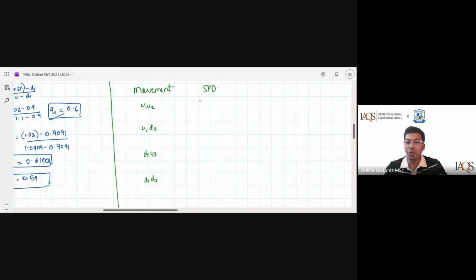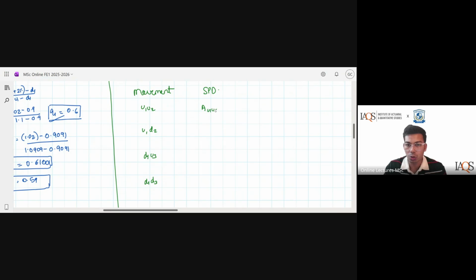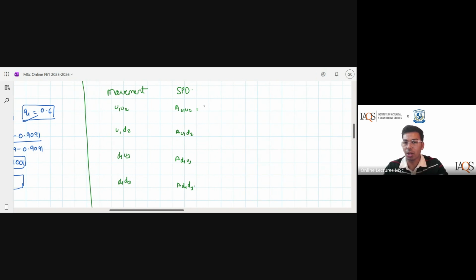The state price deflator, can I say, is A U1 U2, A U1 D2, A D1 U3, and A D1 D3. Now I know the state price deflator is risk neutral upon real world into PV factor. Can I say risk neutral for U1 U2, because my Qs are different, is actually Q1 into Q2 upon real world, which will be P into P, into 1.02 raised to minus 2, because I'm doing it for the two time steps together.